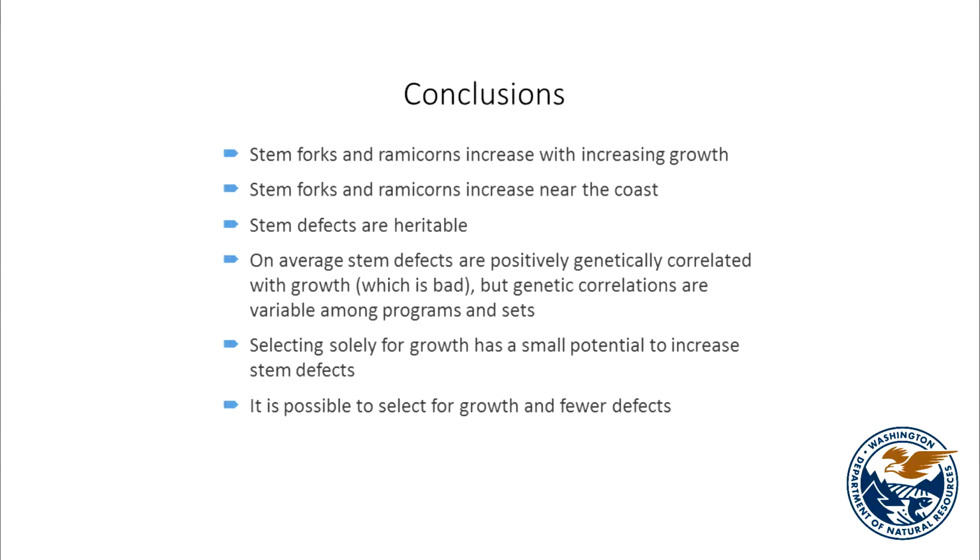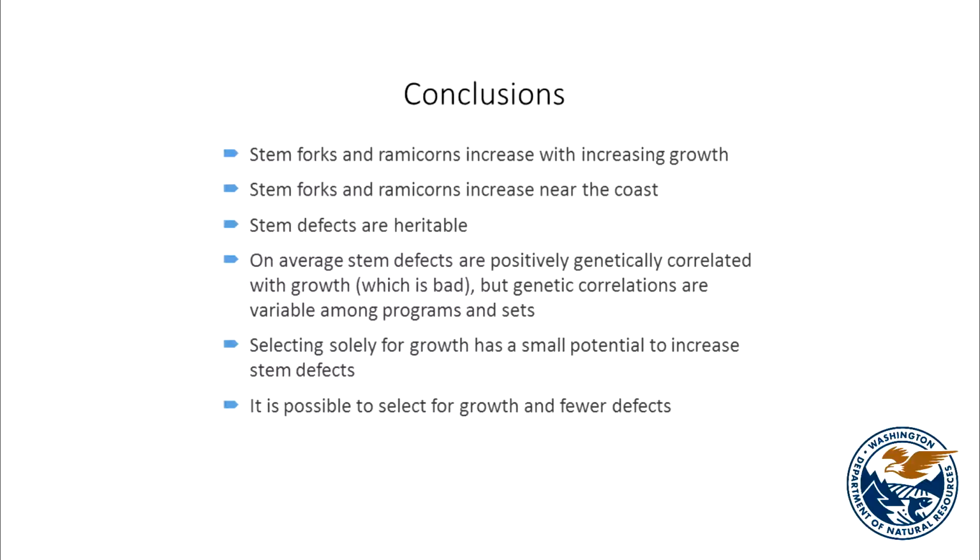So our conclusions from that project were that we are seeing increasing stem defect with increasing growth, and you do see more stem defect near the coast than you do inland. These stem defects are heritable, so the parents of the trees that you're planting matter. And typically we're seeing positive genetic correlations between our stem defects and growth, which is bad, but there are correlation breakers and variability among the different programs and sets that we're working with.